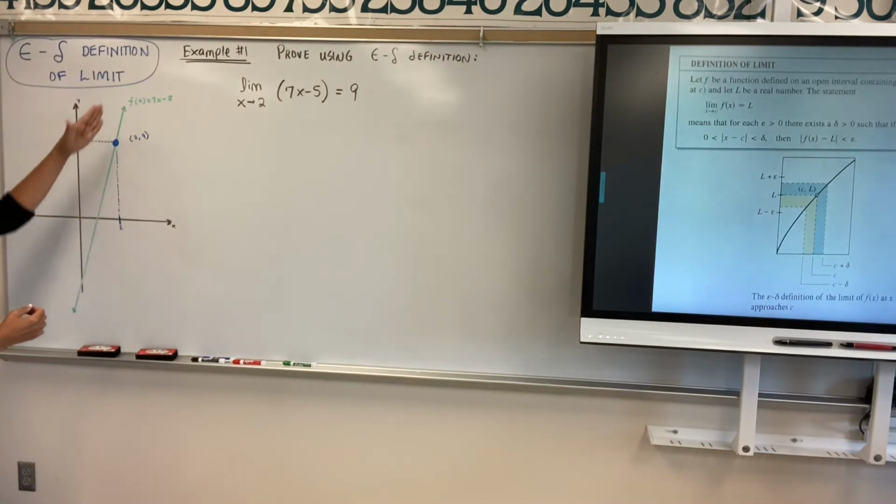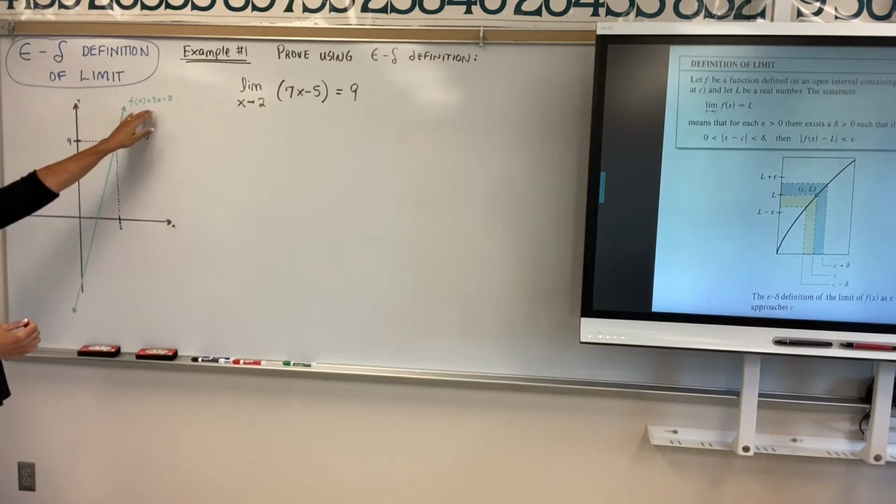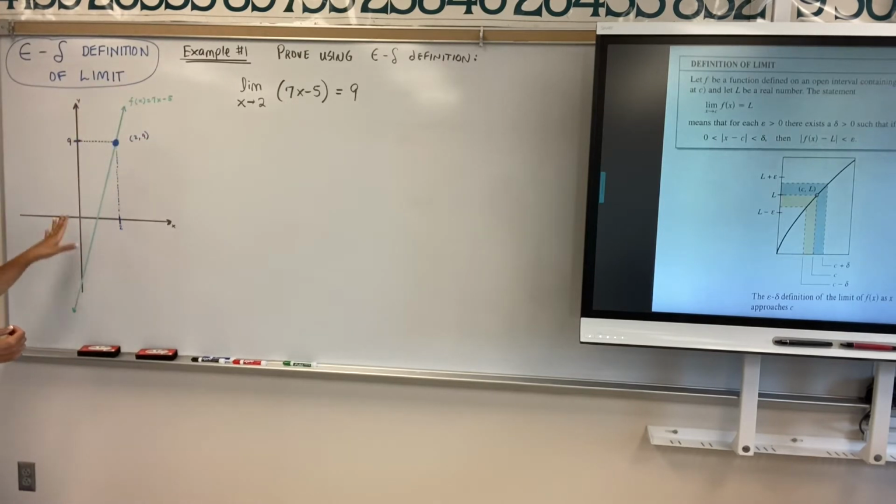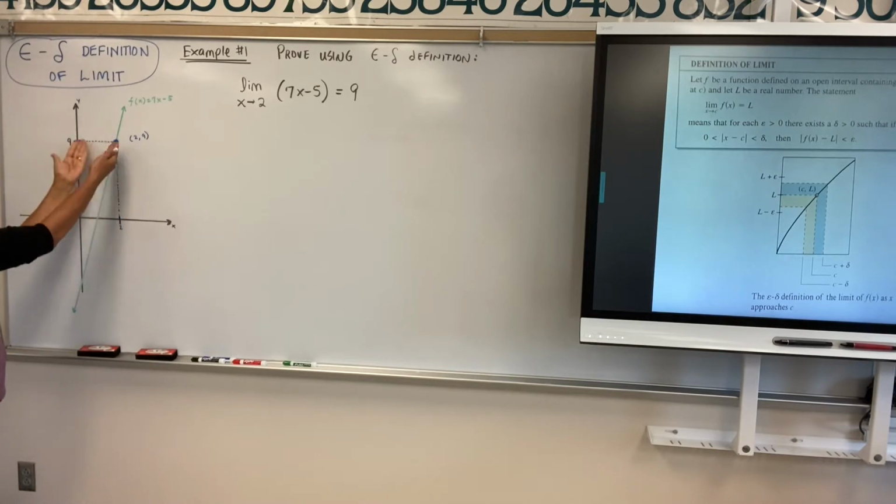It's a linear function, f of x equals 7x minus 5, so the slope is 7 and the y-intercept is negative 5. As the x's approach 2 from the left and the right, the y's appear to be going to 9.